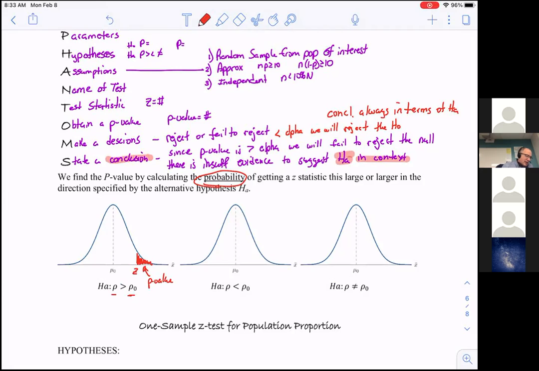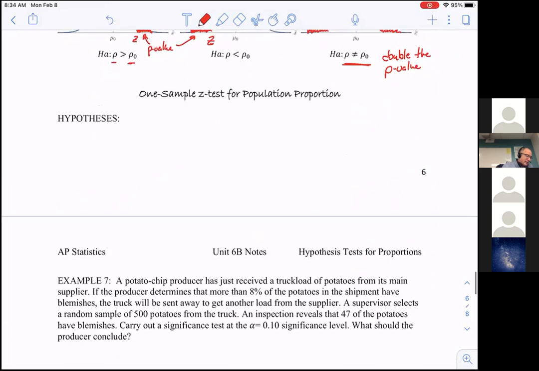We could have an alternate hypothesis that says my proportion is less than my null proportion, and so that's going to be here. I'll have a z-score here, and again, my p-values are there and there. Sometimes, however, when we have the not equal to, it could be less than or it could be greater than. And so sometimes we have to double the p-value. So when we do this, this forces us to double the p-value. Now why do we double the p-value?